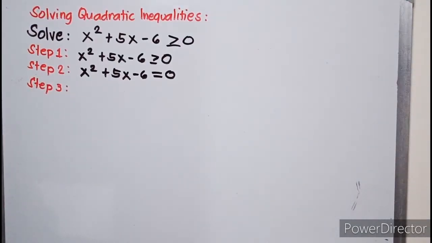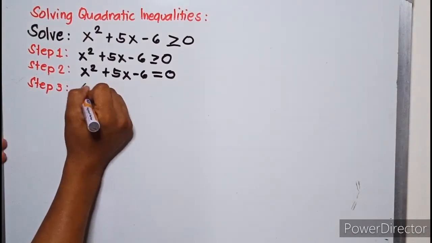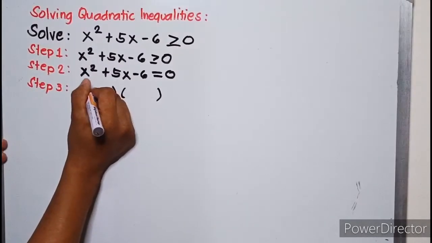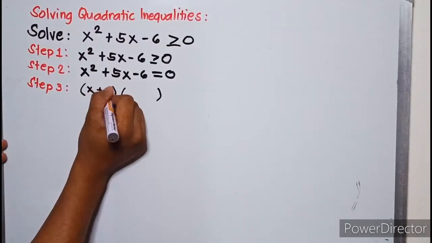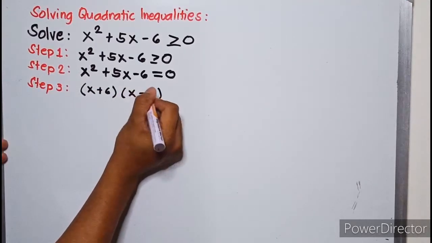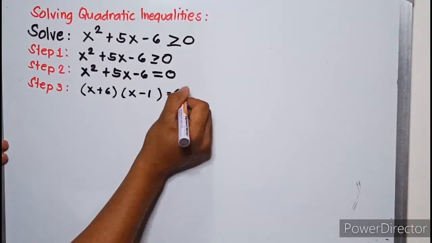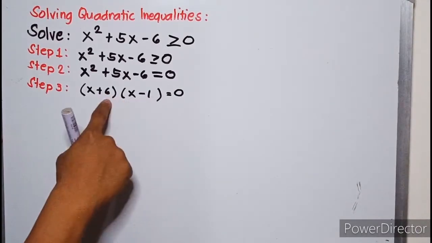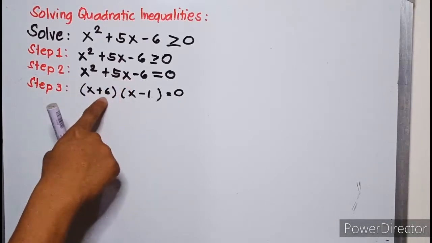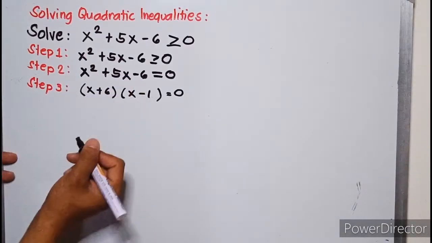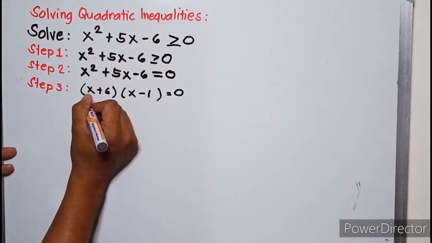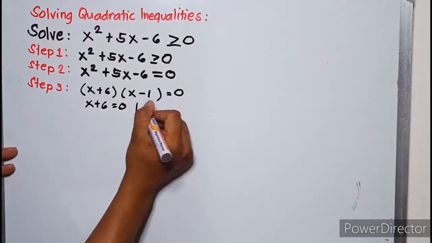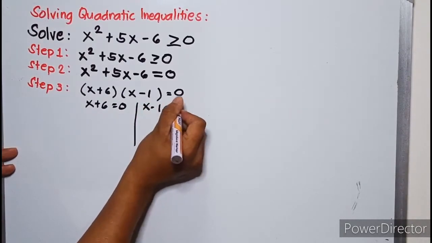So, we have, let's factor. So, we have x plus 6 and x minus 1 is equal to 0. So, we have positive 6, negative x. Okay, so that is positive 5x, then negative 6. Then, zero product property. So, that is x plus 6 equals 0. And x minus 1 is equal to 0.